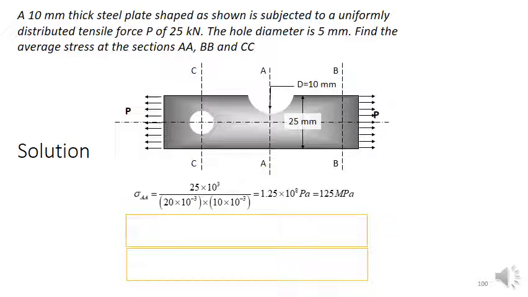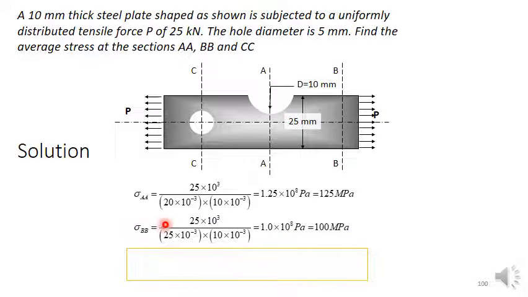At section AA, the load is 25 into 10 to the power 3, which is the same everywhere. Then the cross-sectional area is thickness 10 into 10 to the power minus 3, but the width is not 25, it is 25 minus the radius. So it becomes 25 minus 5 is 20. So you get 125 megapascal.